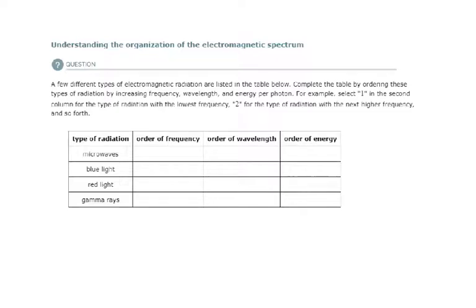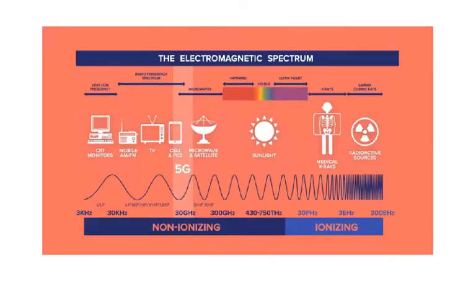In this topic, we are understanding the organization of the electromagnetic spectrum. So let's take a look at the electromagnetic spectrum and see what it's all about. So generally, we could take electromagnetic radiation and divide it into two different types. We've got non-ionizing radiation and ionizing radiation.